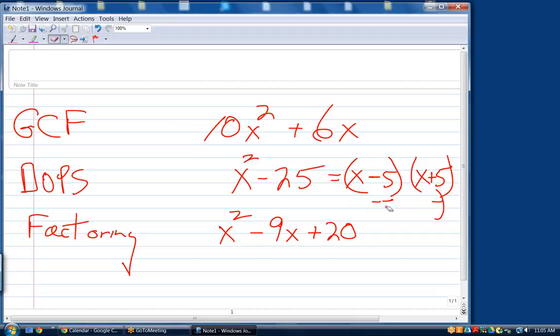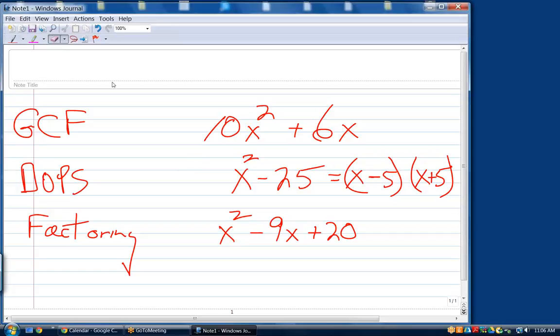But there's a reason I always put the negative first. And it has to do with the fact that at the next level of algebra, you're going to be dealing with difference of perfect cubes and sum of perfect cubes. And the way you memorize it is very important. So I almost insist that everybody memorize it with the x minus.